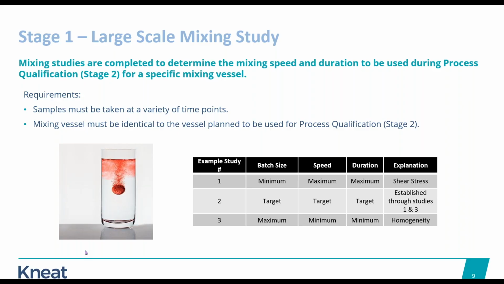The one in the middle is our target study. So if we can prove that the drug is not affected with study 1 and 3, we are very confident that study 2 will have no impact on the drug. So that's where the target comes into play. It's established through studies 1 and 3, and then that is typically what is used for your actual commercial batches.